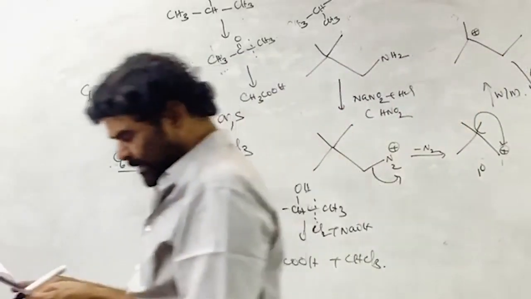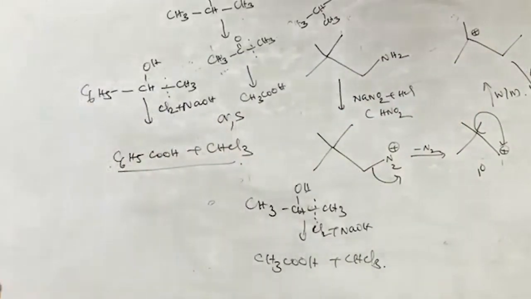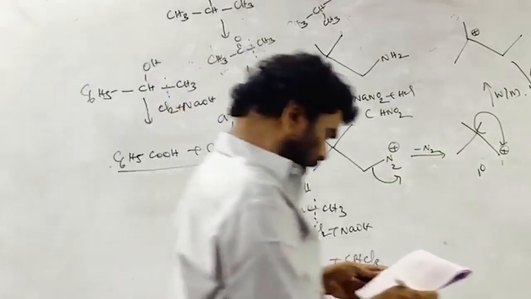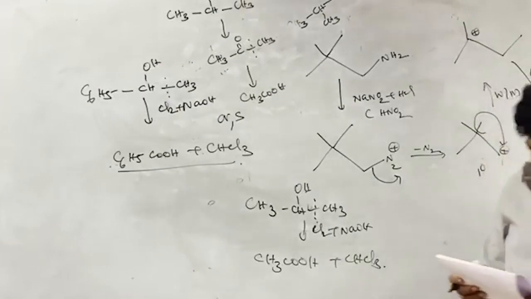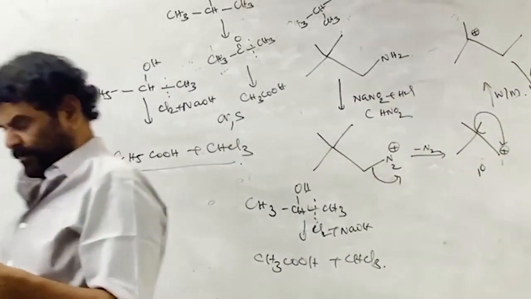In the last case, this is D. Benzyl alcohol is treated with MnO2. Benzaldehyde is formed. P is correct. That is, in the given options, D is correct.